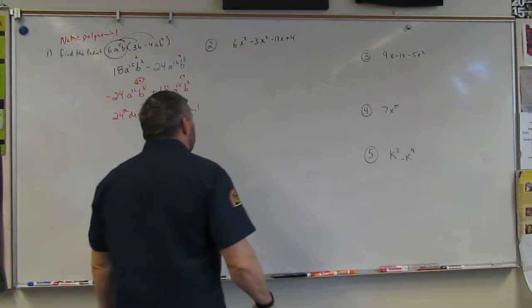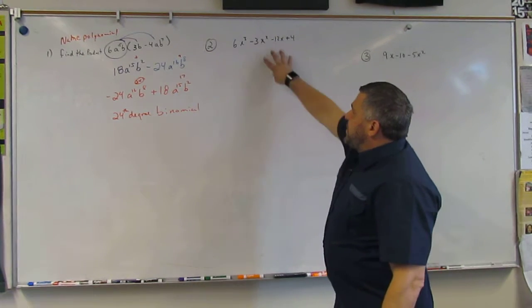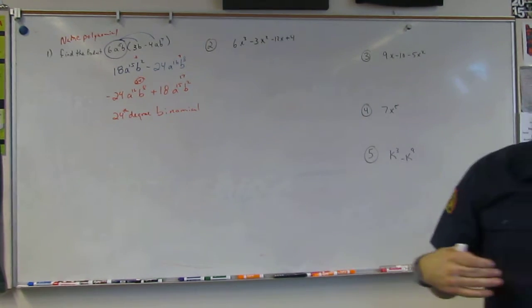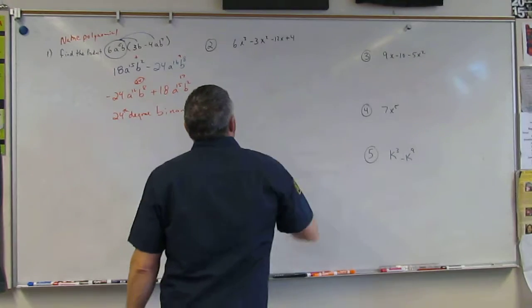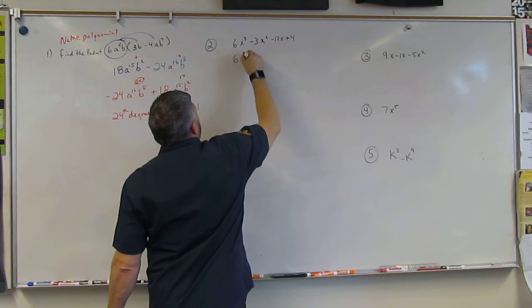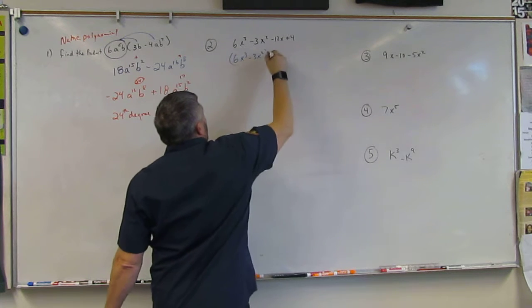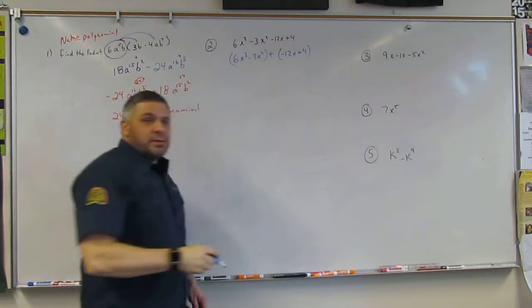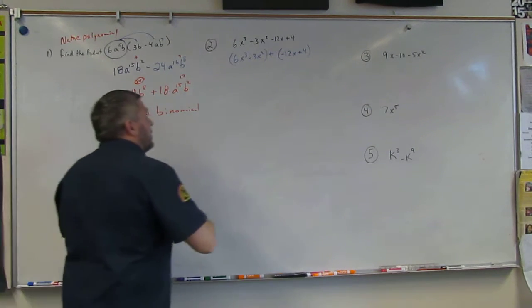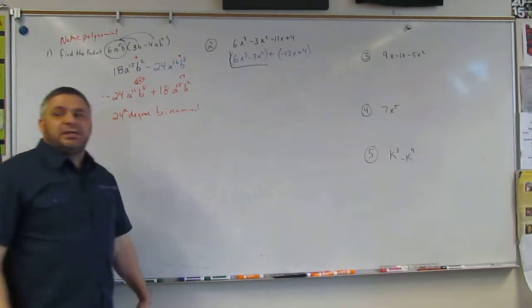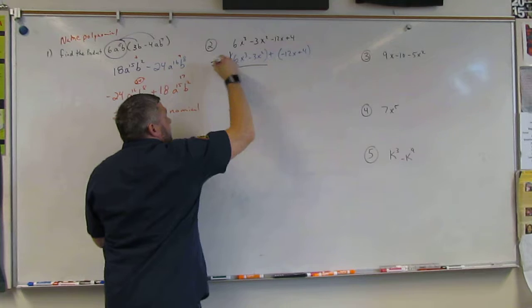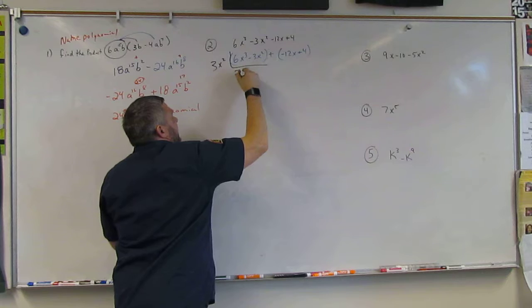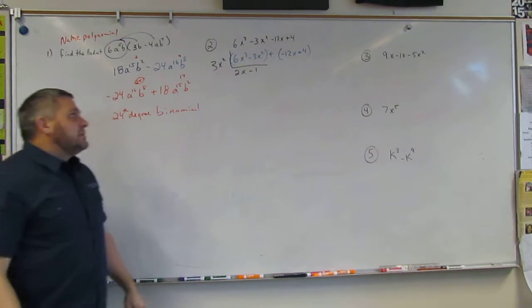Okay? Alright. Now this one says find the common factor. Okay? So what we're going to do is we're going to say 6x cubed minus 3x squared plus negative 12x plus 4, right? And so then we're going to say, well, what goes into 6 and 3? 3. What goes into x cubed and x squared? X squared. So we got 2x minus 1, right?